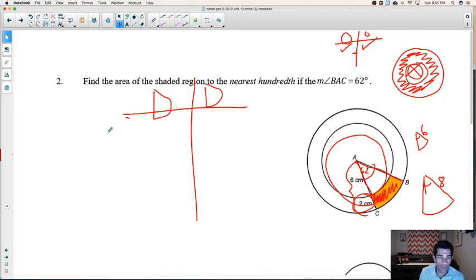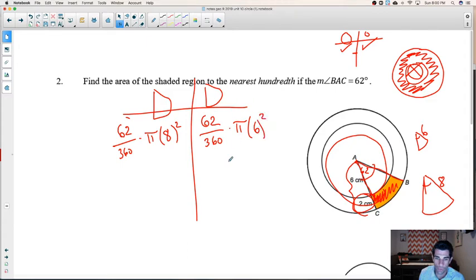So let's start here. The angle is 62 over 360 times pi times, again, we're doing the larger one, 8 squared. And then over here, same angle, 62 over 360 times pi times 6 squared.